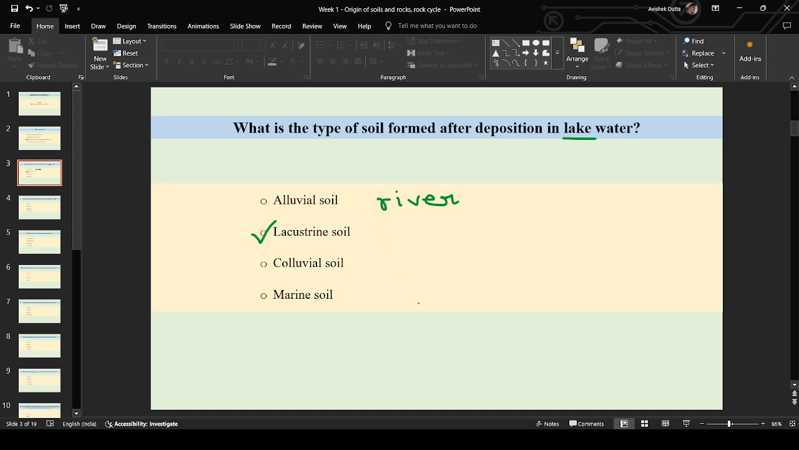So the answer was right. Lacustrine soil is a soil formed after deposition in the lake water, alluvial soil is by the action of river water, colluvial soil is by the action of gravity, and marine soil is by the action of the seawater. So these are the agents of soil transportation and deposition. When the agent is lake water, the soil formed is known as lacustrine soil.